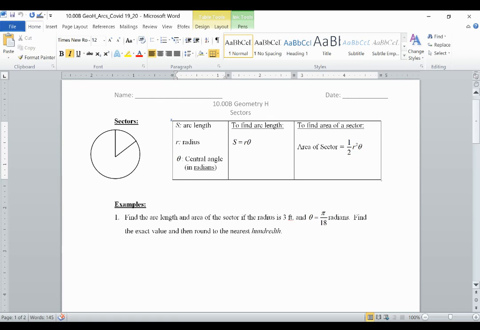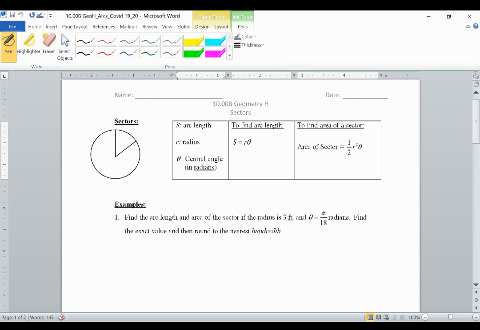Today we're going to talk about sectors, which is just kind of like a piece of the pie. If you have a circle and you take one piece of the pie, let's say like this piece right here, that's called a sector. We're going to talk about how to find the arc length. The arc length is the distance on the circumference that piece of pie takes up. So it's kind of like the crust of the pie. And the area of the sector is the amount of area that the pie takes up.